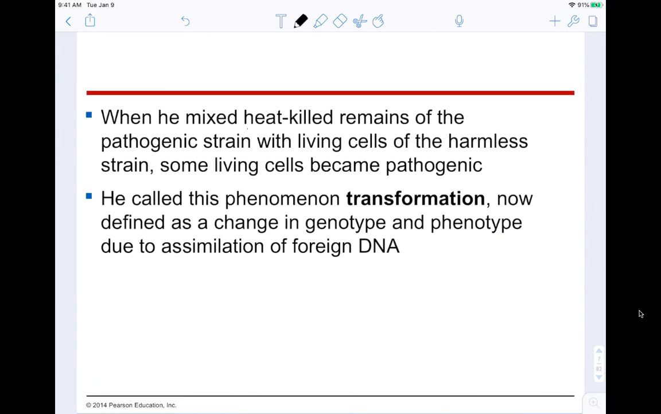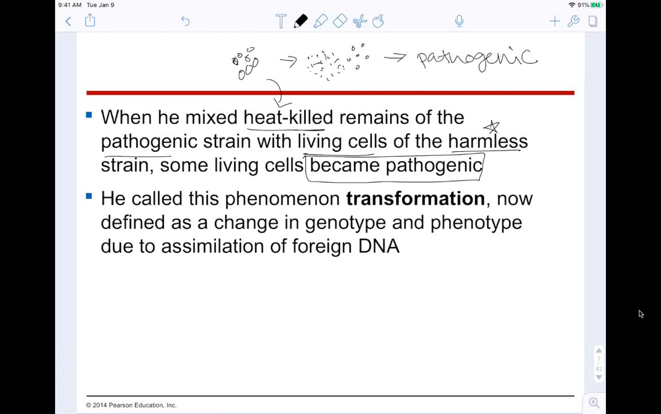When he mixed the heat-killed remains of the pathogenic strain, so you have all these little dangerous bacteria, you heat them up and they become heat-killed, which means they break open. They lyse and release all of their intracellular components to the extracellular environment. So the remains of the pathogenic strain, whatever was on the inside, when mixed with living cells of the harmless strain, made the harmless strain become pathogenic. So you have the harmful cells, you heat them up, you break them open, and there's all this stuff floating around. We know that stuff is DNA, it's protein, there are ribosomes here. When you mix that with the harmless cells, they became pathogenic.